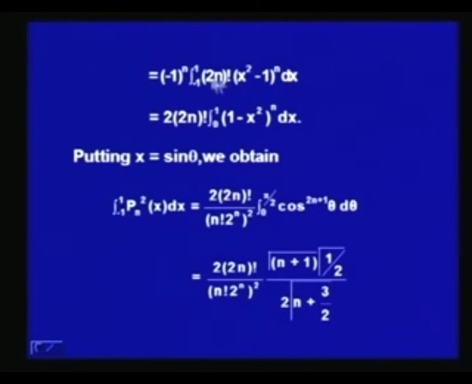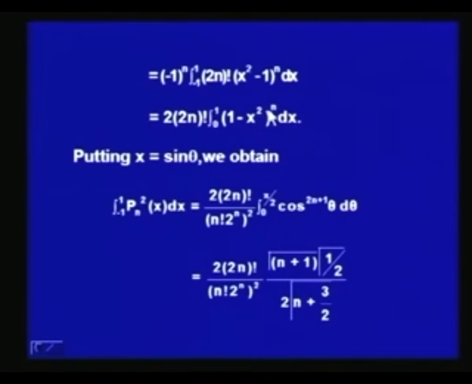So, when we differentiate it 2n times, we get 2n factorial into (x square minus 1)^n dx. Now, this is equal to 2 times 2n factorial times the integral over 0 to 1 of (1 minus x square)^n dx. This is obtained on multiplying (x square minus 1)^n by minus 1 to the power n, which gives us (1 minus x square)^n. And since (1 minus x square)^n is an even function of x, using the property of definite integrals, the integral over minus 1 to 1 can be written as 2 times the integral over 0 to 1.